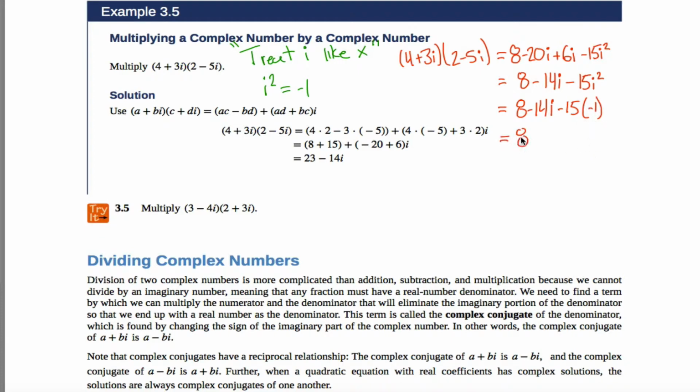So really what I have here is 8 minus 14i plus 15. Almost done, although I guess I could combine like terms again. 8 plus 15 is really 23. So I get 23 minus 14i, which is the same answer they got here, but in my mind it's a lot easier. Doesn't rely on as much memorization, which I like to avoid whenever possible.